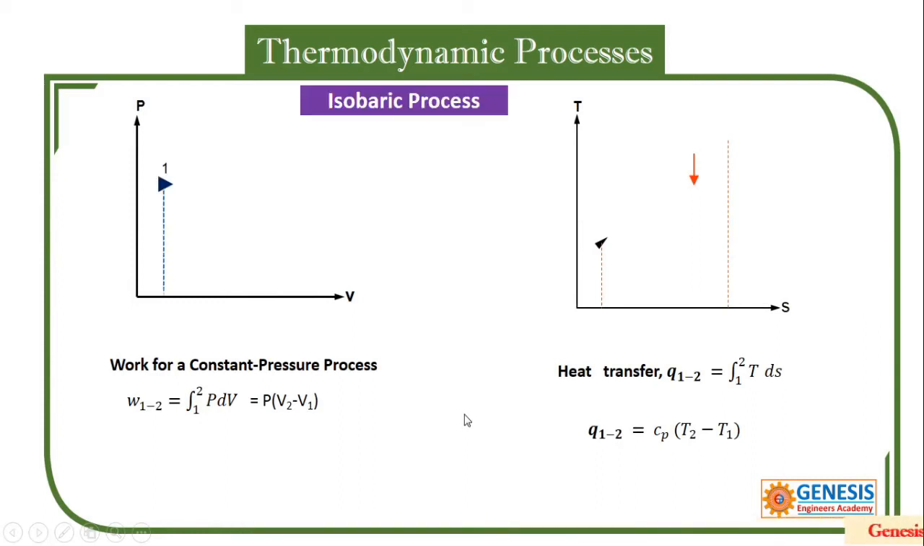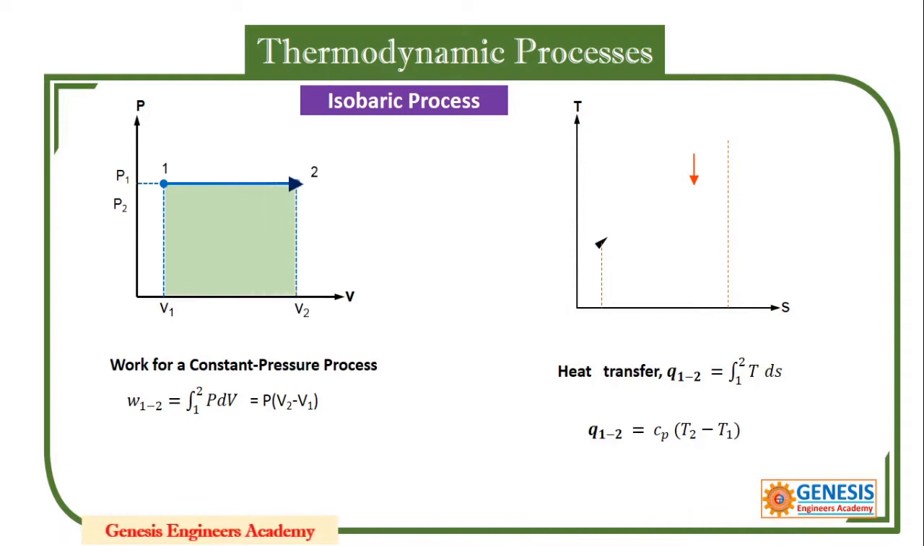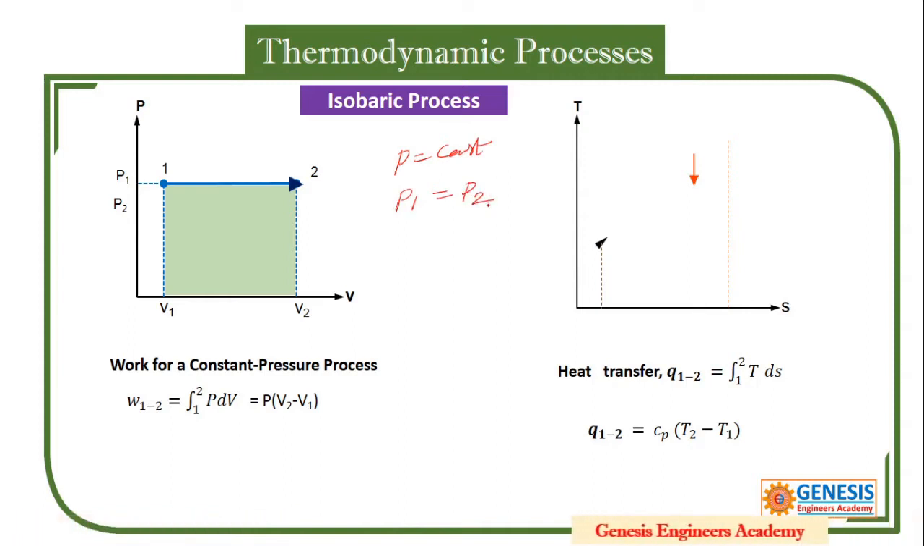So first, isobaric process means same pressure anywhere during the process. The pressure remains constant, that is P is equal to constant. This is the equation. So at state 1 the pressure is P1, and at state 2 the pressure is P2, and they are equal. But volumes are not equal. So volume V2 is greater than V1.